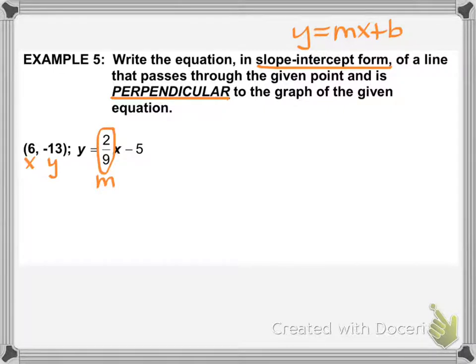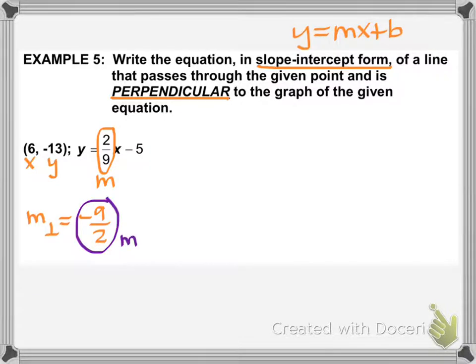But if I want to make a line that's perpendicular to that, we have to change the slope to its opposite reciprocal. So since it's positive, we're going to make it negative. That's the opposite. And the reciprocal of 2 over 9 is 9 over 2. So this is really the slope that I want to use in my equation. It's really easy to accidentally use the original slope when you're making a perpendicular equation, but make sure that you switch it around, opposite and reciprocal, and use that slope.